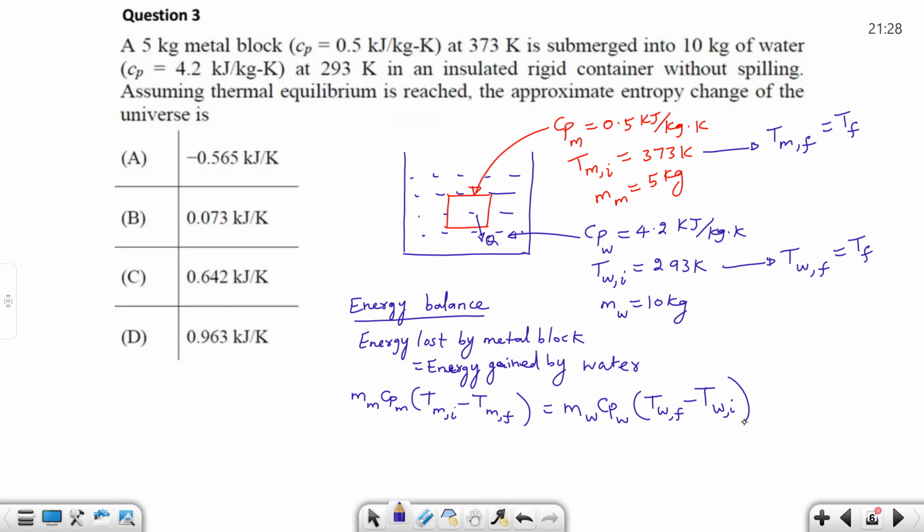So mass of water is 10, 4.2, sorry, mass of metal block 5.5, 373. This is the final temperature, 10, 4.2. See the final temperature minus 293. So you get the final temperature.